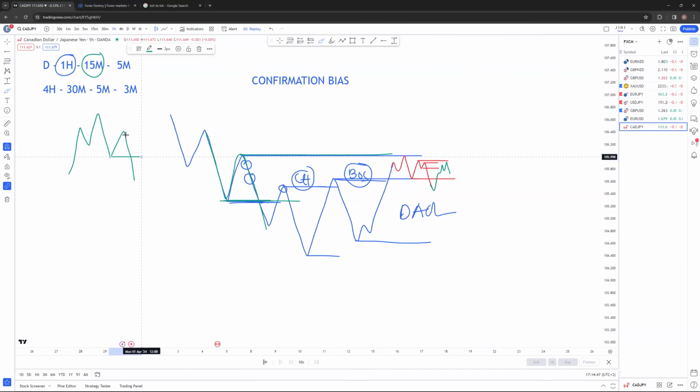So if we have this break of market structure, it's a good confirmation that this structure, also in the 1 hour time frame, gives us the bearish area of liquidity. The bearish. You understand?